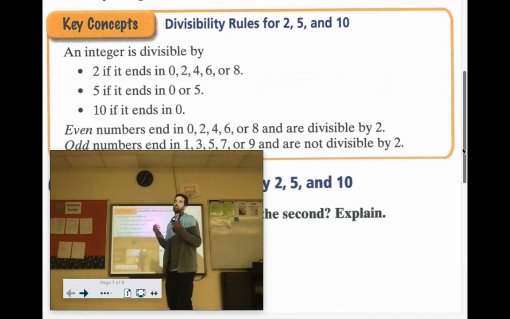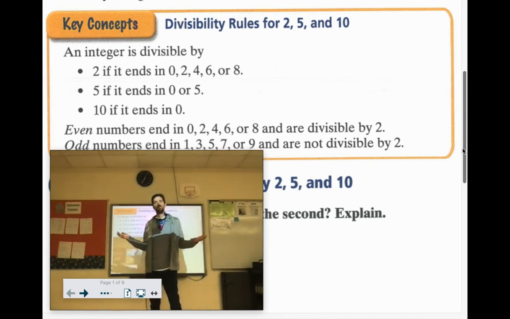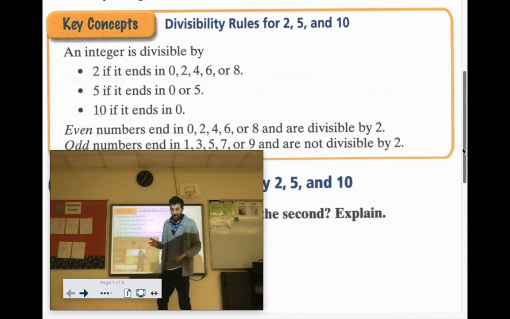Now these are things your brain probably already knows. It's divisible by 2 essentially if it's an even number. So if it ends in 0, 2, 4, 6, or 8. As long as it's even, it's divisible by 2. For 5, it has to end in a 5 or a 0. And for it to be divisible by 10, it needs to end up with a 0.